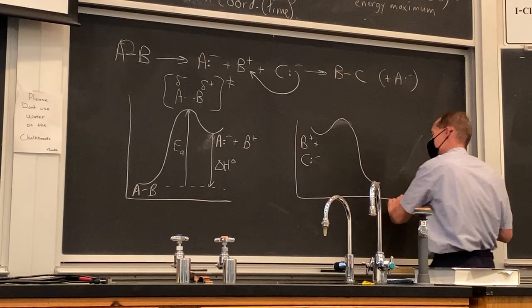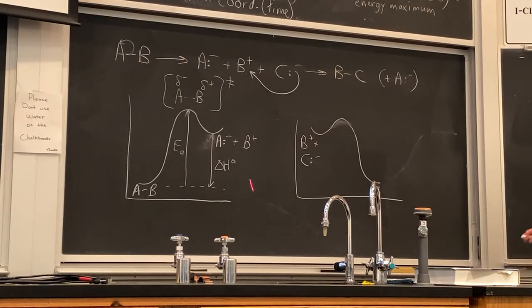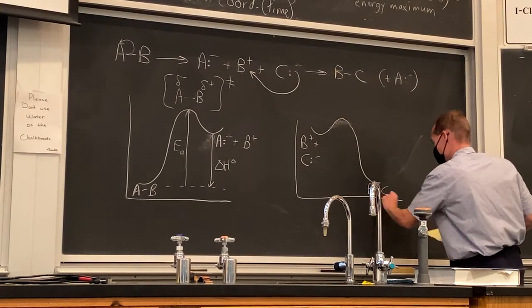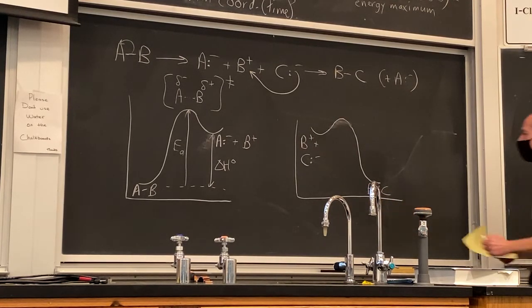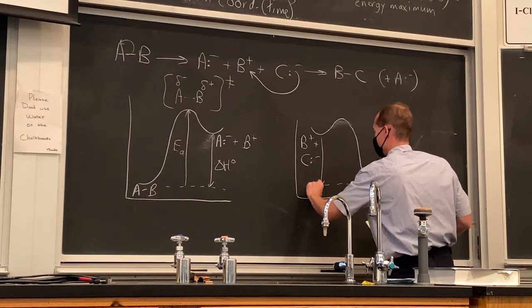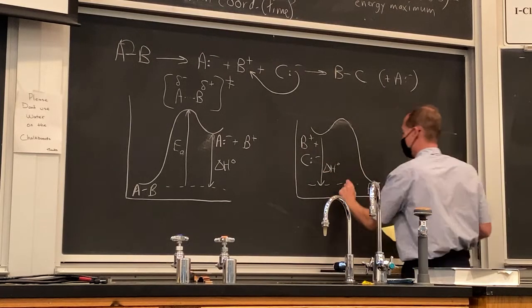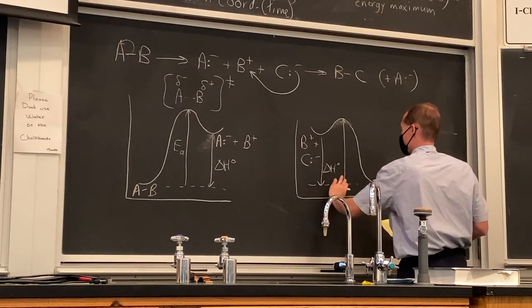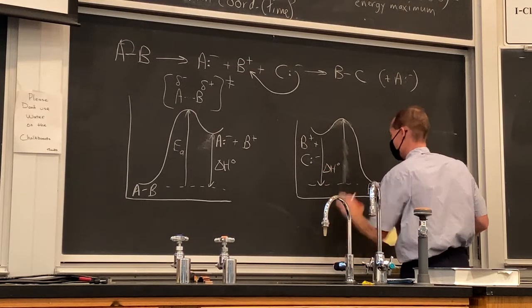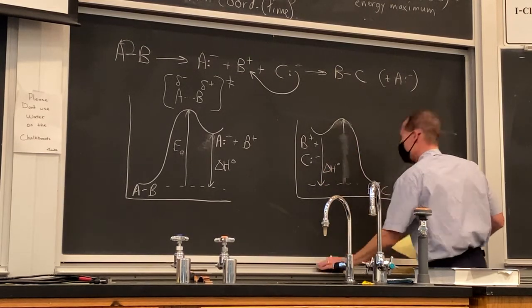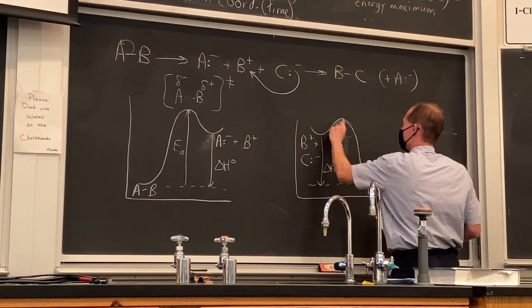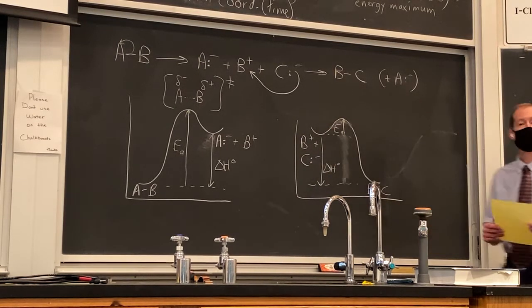Let's go ahead and write our axes on. So B plus and C. A minus isn't participating in step 2, so I'm going to leave A minus off of the graph for step 2. These are the reactants we have in step 2. The product we have is BC. So we see we have a negative delta H. Our activation energy, the way I've drawn it here, is relatively small.